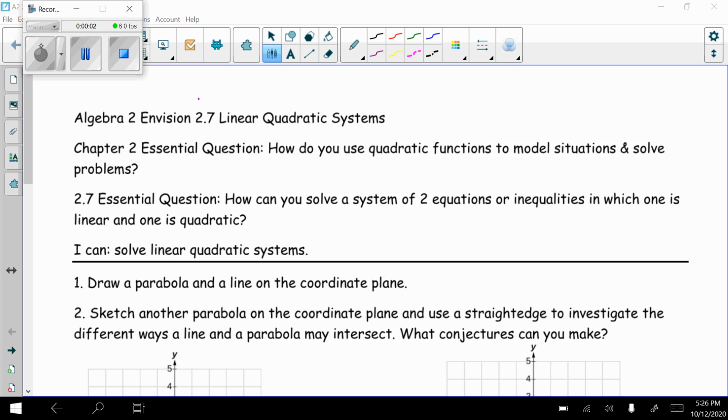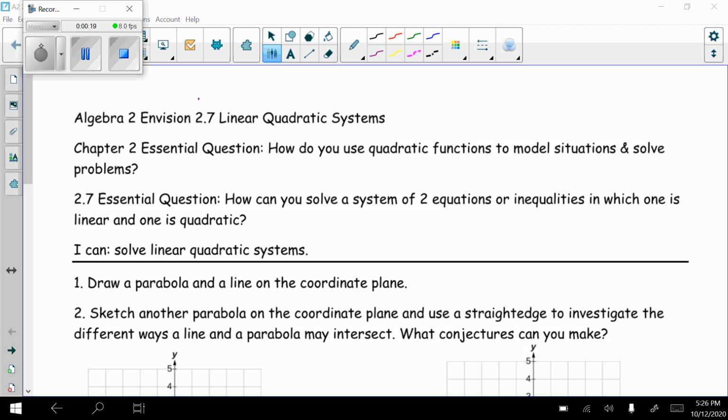All right, so today in Algebra 2, we're going to look at the first section of 2.7, linear quadratic systems. We're going to look at how you can solve a system of two equations or inequalities in which one is linear and one is quadratic. Remember that linear means a line and quadratic is a parabola.